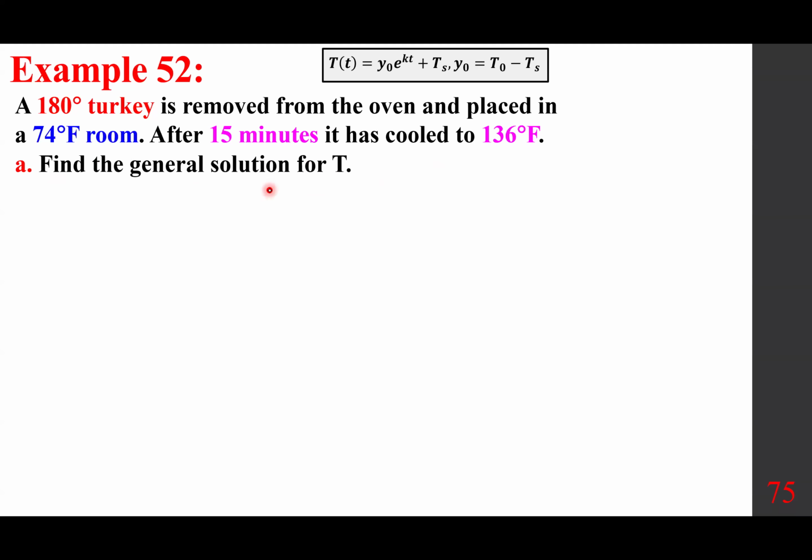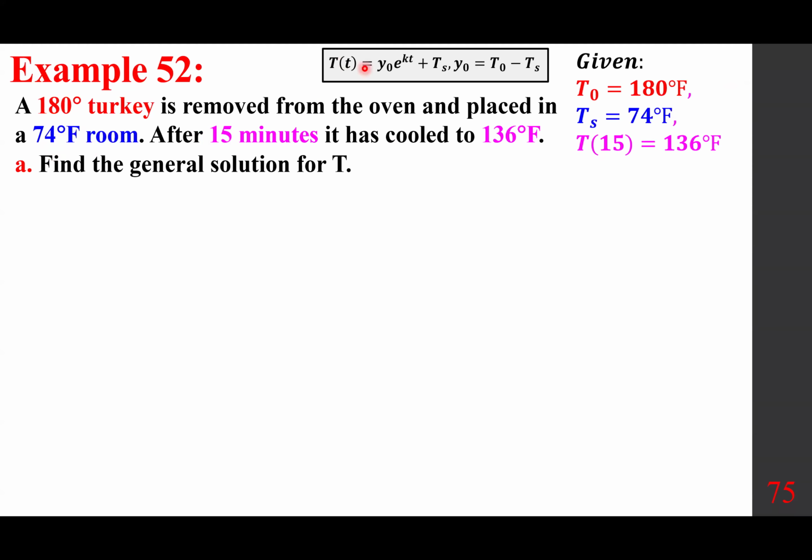And to do that, I want to write the given as I read. It's 180 degrees to begin with. That's T sub 0. And bring it to the room. That means the surrounding temperature is this. And after 15 minutes, T of 15 is this. So you write the following. Given T sub 0 is 180 degrees Fahrenheit. T sub S is 74 degrees Fahrenheit. And after 15 minutes, T of 15 is 136 degrees Fahrenheit. That is the given. So we want to find the general solution.